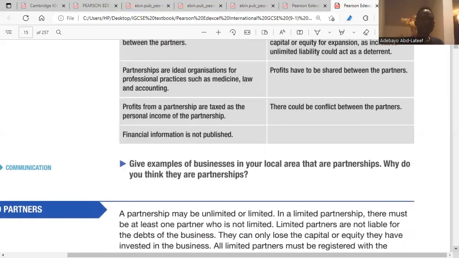Partnerships are ideal organizations for professional practices such as medicine, law, and accounting. These professions don't need a huge office setup or company, as you can be a consultant. You can have a small office as an accountant. When you go to the lawyers' chambers, it's always small. Yes or no? Yeah, because they don't need something so big. So 2 or 3 people can be in the same office and they are partners.